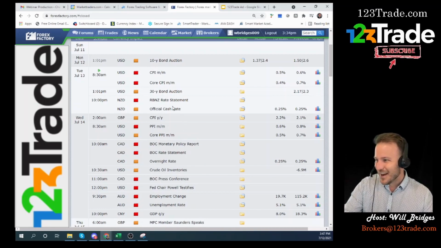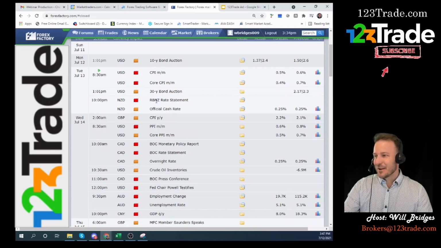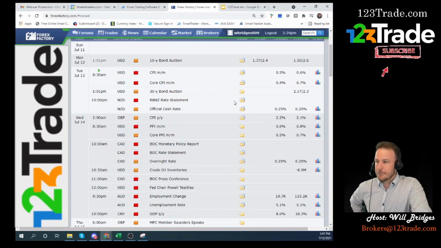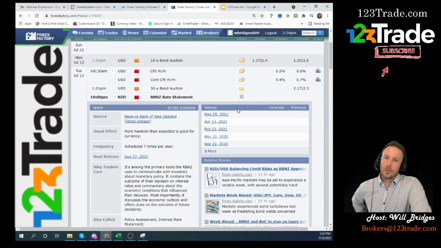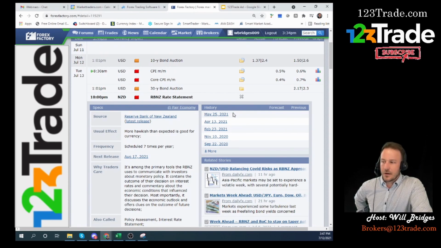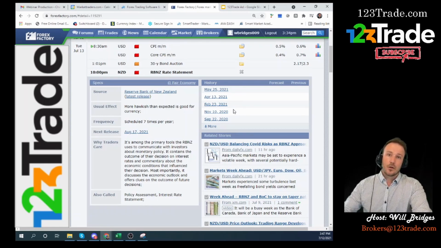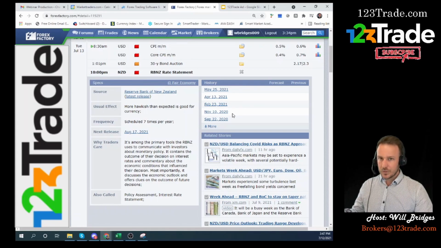So the RBNZ rate statement, okay, this is going to be big news when this comes out. And really, this is just the Royal Bank of New Zealand. That's what the RBNZ is. Okay, so they are typically one of the more hawkish governments in the world. And hawkish essentially means that they are looking to raise interest rates as opposed to lowering them, which would be dovish. More of what Europe is doing right now.